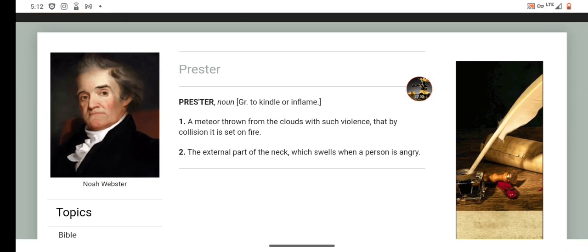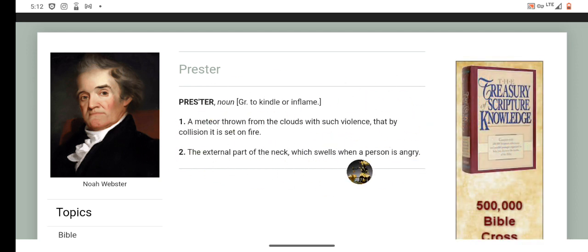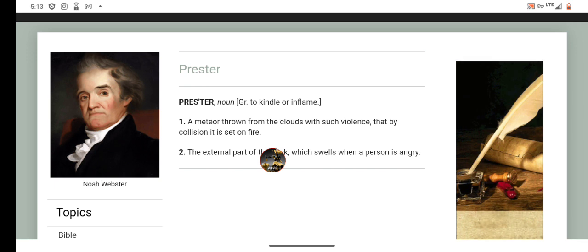Prester, right? Same book. To kindle or inflame. To burn. A meteor thrown from the cloud with such violence that by collision it is set on fire. So they're interchangeable, right? And we're going to get into the different forms, right? Because they can turn on, turn off. They can materialize and dematerialize. They can vanish and reappear.